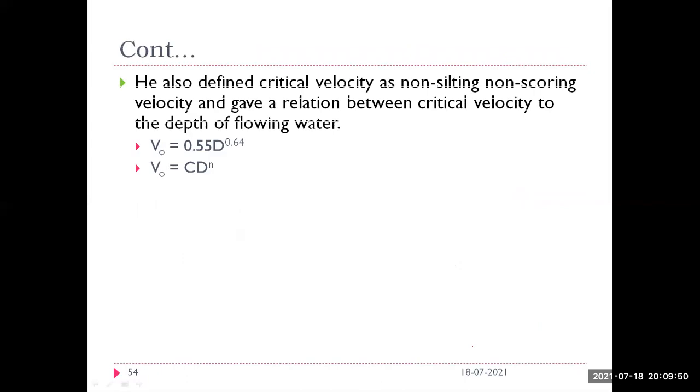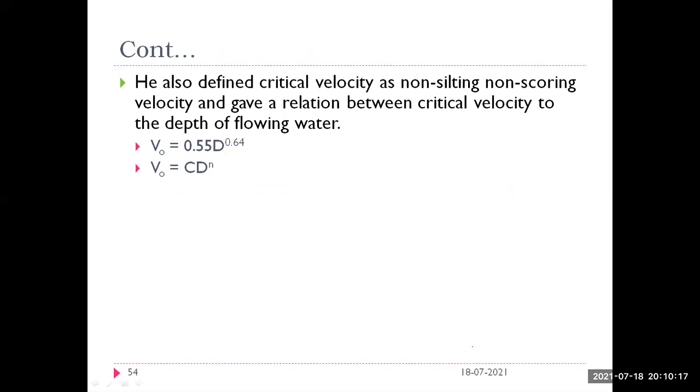Also, based on the research work and observations he made, he defined a critical velocity as a non-silting, non-scouring velocity, and he gave a relation between the critical velocity and the depth of flow of water, that is V naught is equal to 0.55 d power 0.64.